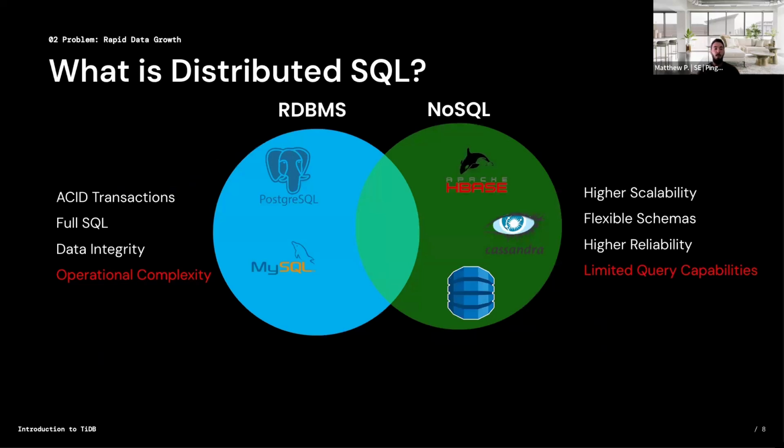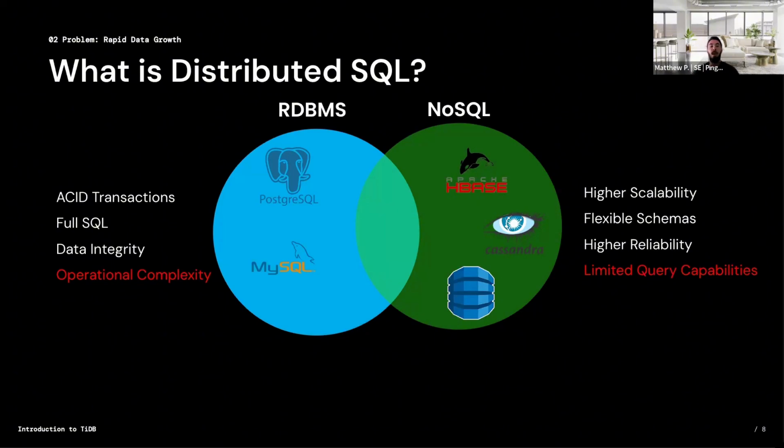So what is distributed SQL? Well, starting off, let's talk about how distributed SQL came to be in the first place. Databases started off as your single instance relational databases. And these databases enforce ACID transactions. They had full SQL support. They had guaranteed data integrity. But when you got to scale, it really introduced operational complexity into your system.